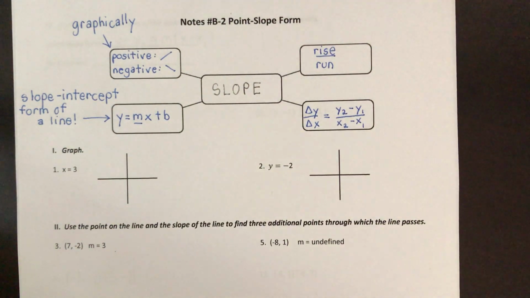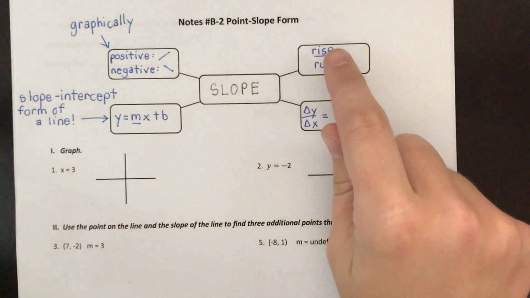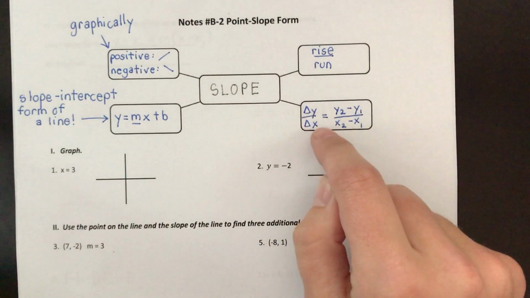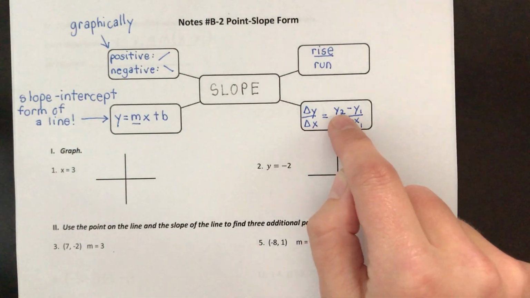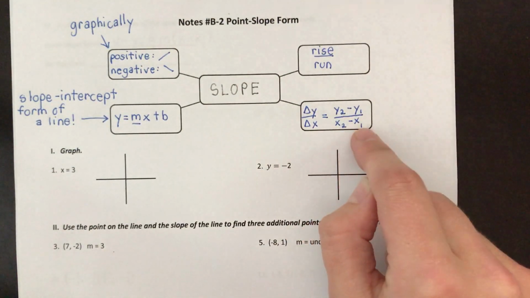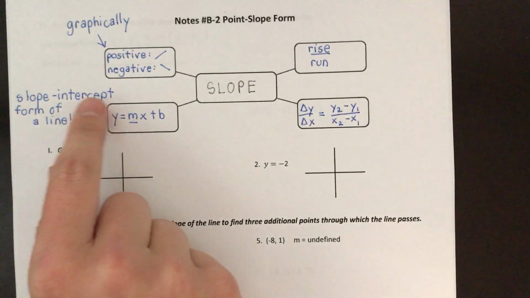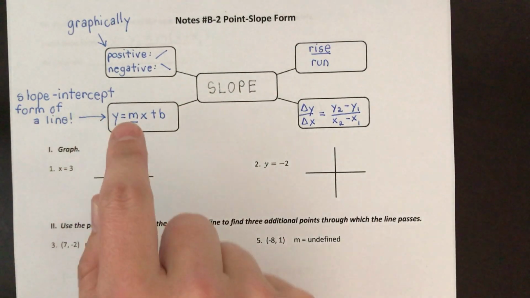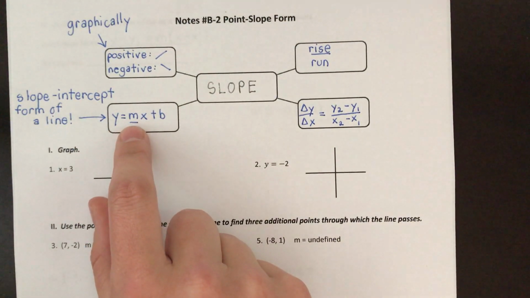Today we're looking at notes B-2, point-slope form. So you hear the word slope and all these memories come jogging back through your brain. Rise over run, change in y over change in x, or y2 minus y1 over x2 minus x1. Given the slope-intercept form of a line, you remember that the variable m represents the slope.